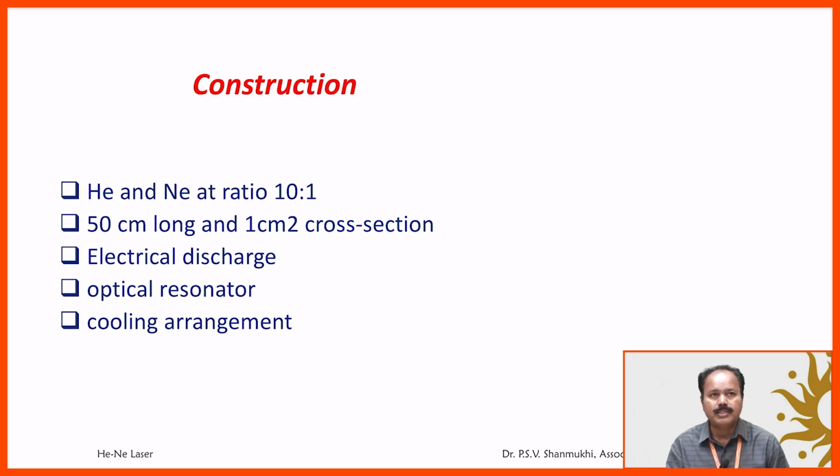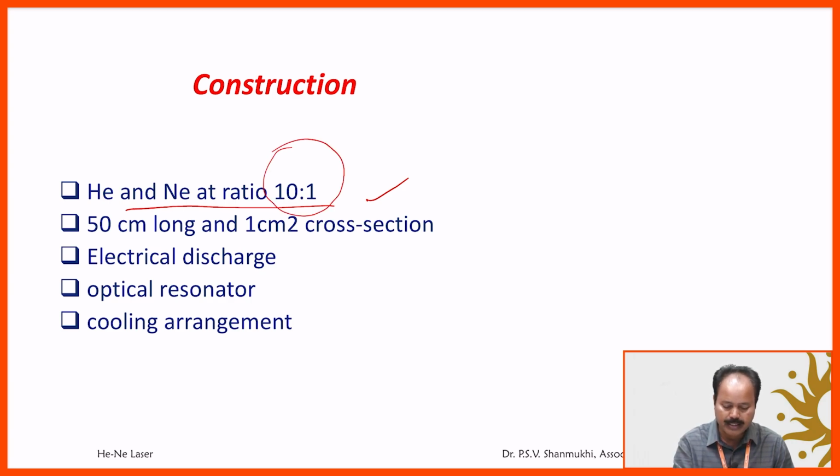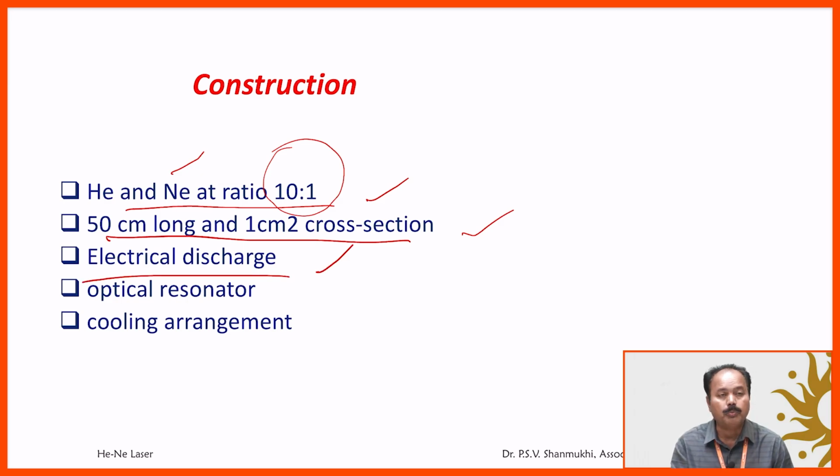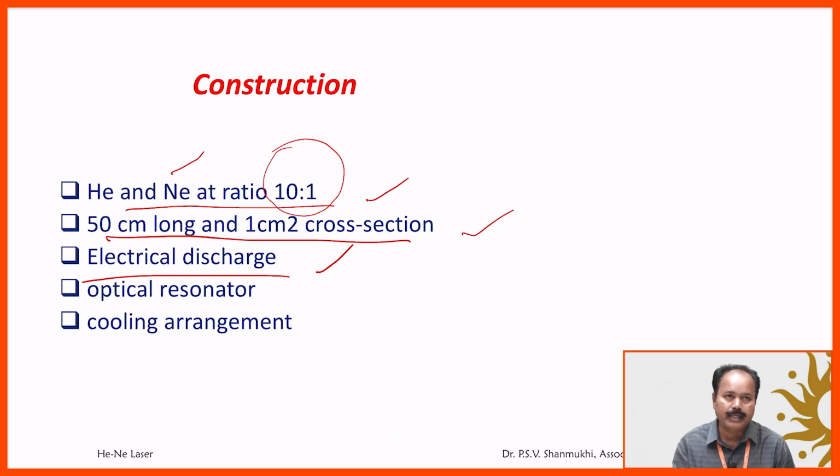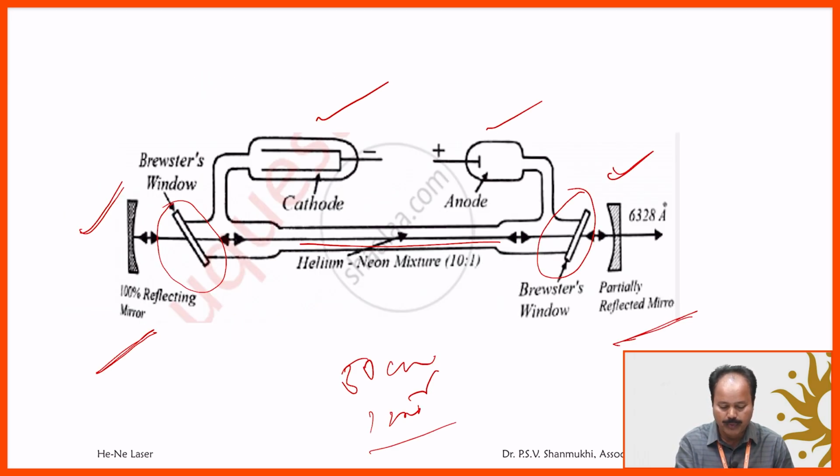In the construction, the helium neon gas mixture is taken at the ratio 10:1, meaning for every ten helium atoms, there is only one neon atom. The glass tube is 50 centimeters long with 1 centimeter square cross sectional area. For electrical discharge, we are providing two electrodes, cathode and anode. And the optical resonator arrangement is there, that means two mirrors on either side, a 100% reflecting and a partially reflecting mirror.